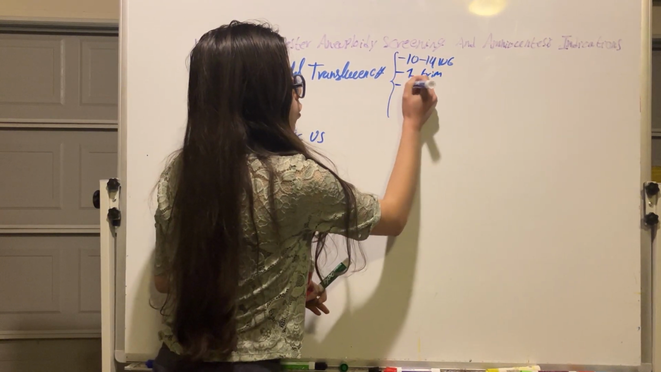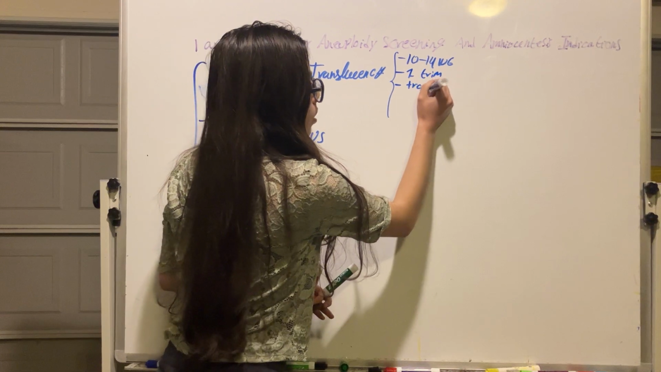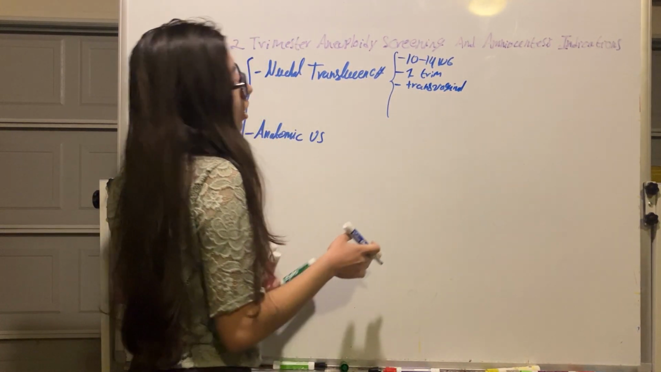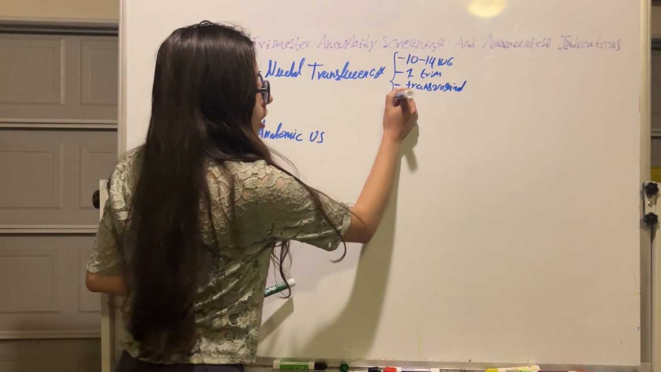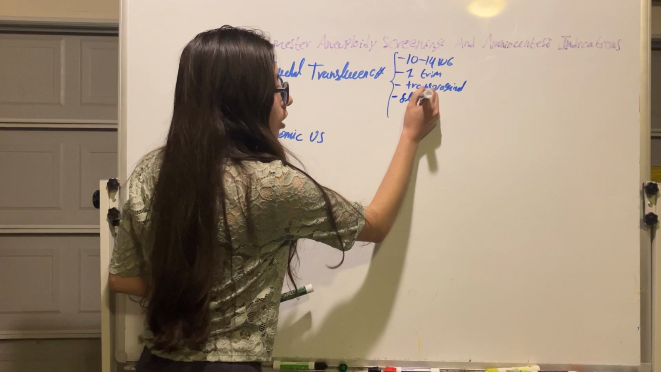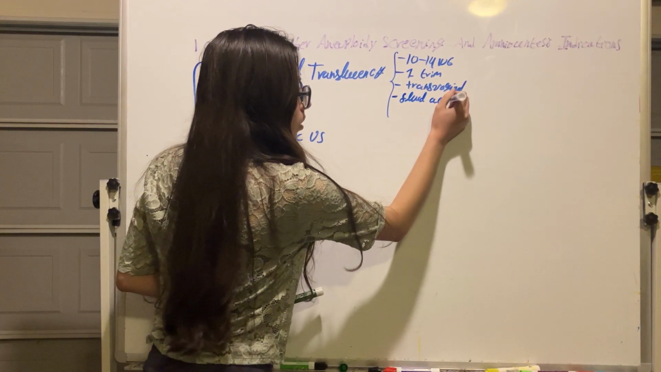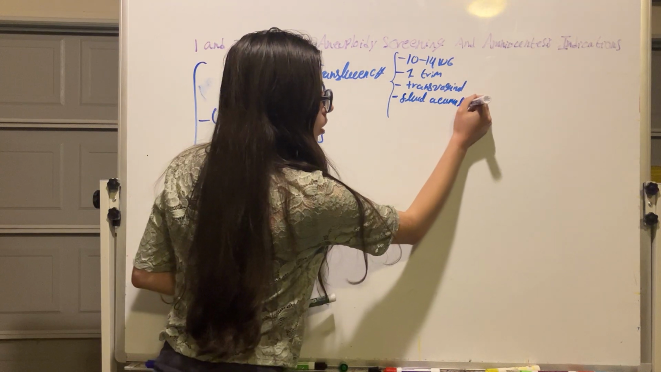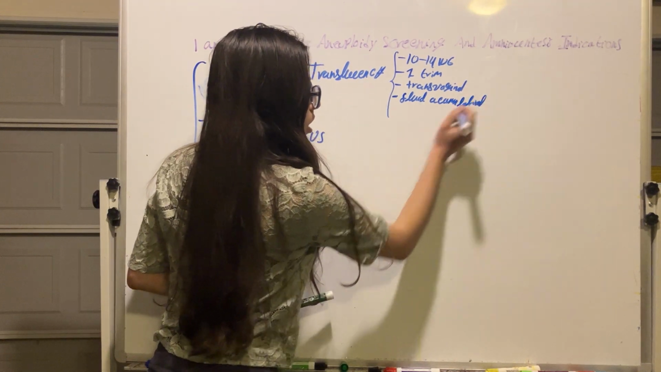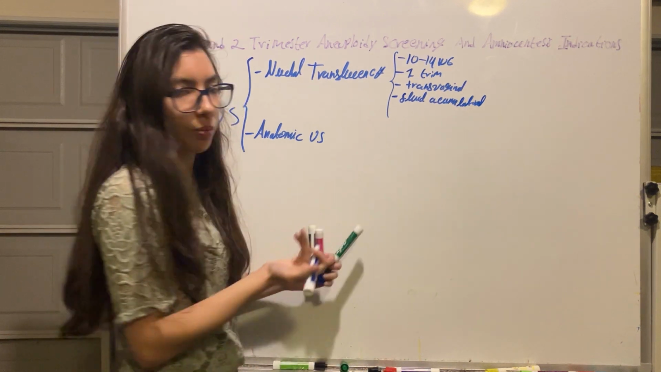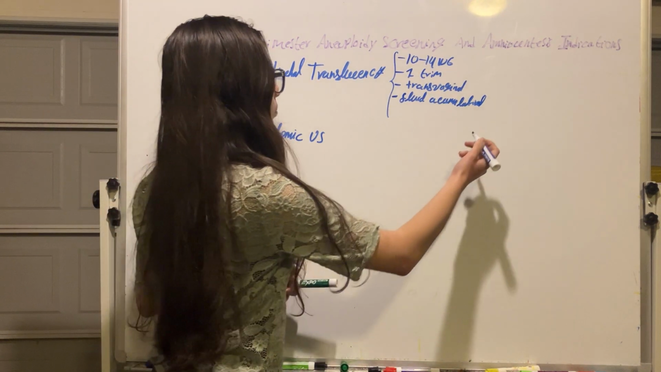So probably we are using a transvaginal ultrasound. And here we are measuring the fluid accumulation in the nuchal region. This correlates with trisomies, for example, Down syndrome.